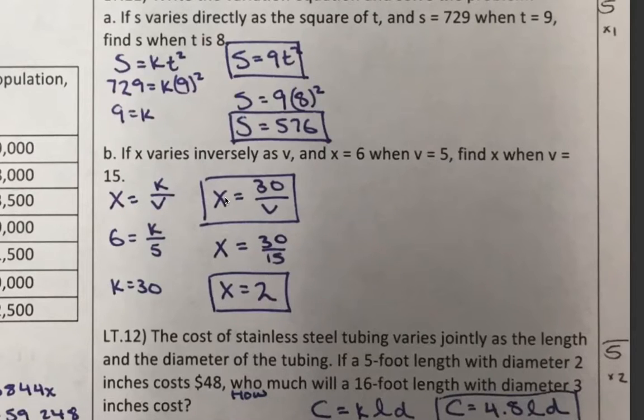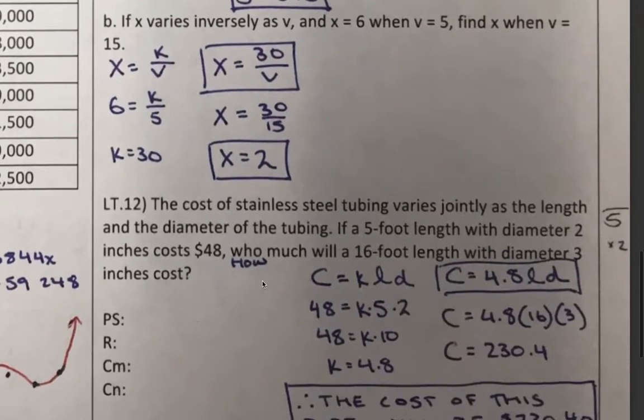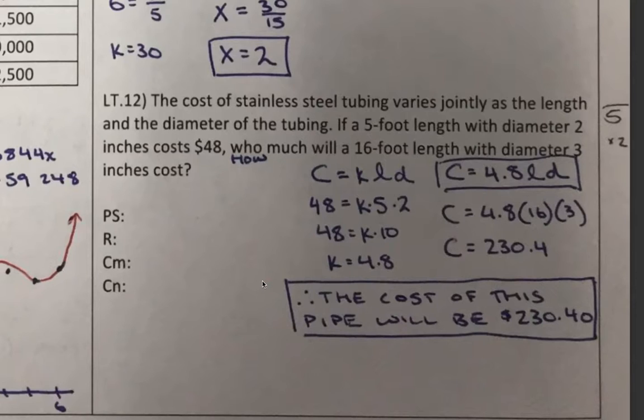The final part says find x when v equals 15. Well, just plug in 15 for v and divide, and I get 2. Here is the problem-solving aspect. Learning target 12. So the cost of stainless steel tubing varies jointly, which means I'm multiplying my two independent variables, the length and the diameter of the tubing. So here I got a 5-foot length, 5, and a diameter of 2, so 2. The cost is 48. Now that's where the 48 comes from. I can now very easily solve for k, multiply these, divide by 10, I get 4.8. So I get 4.8 times the length times the diameter.